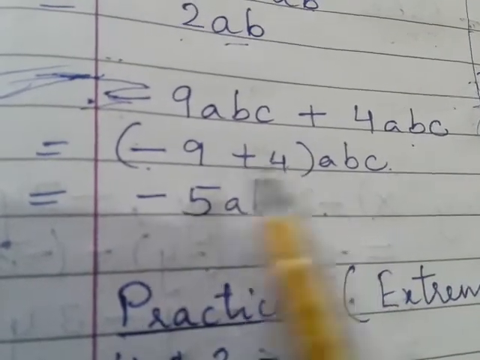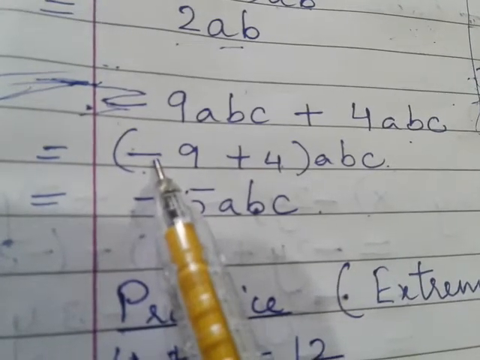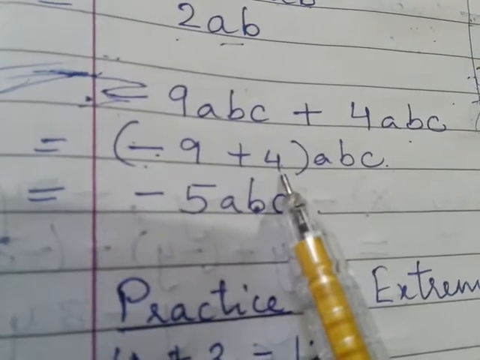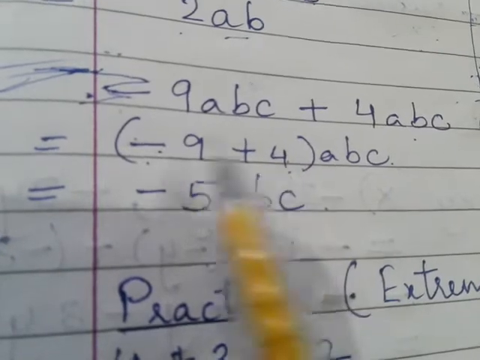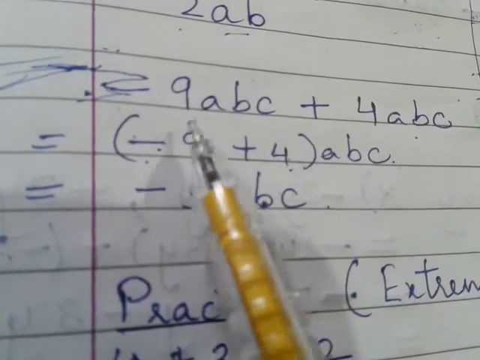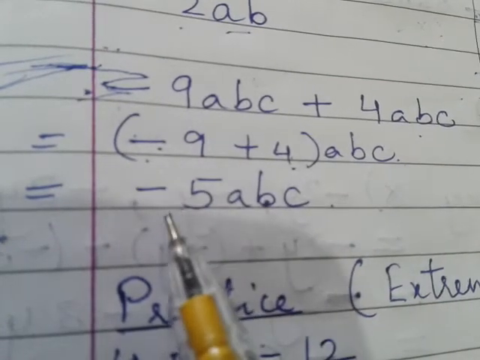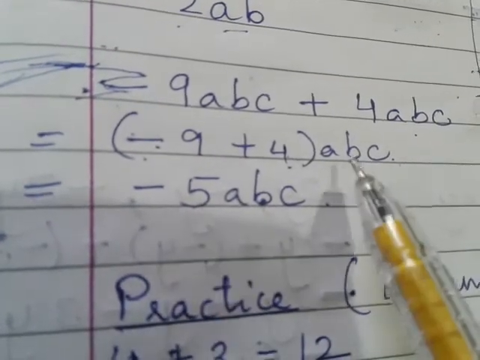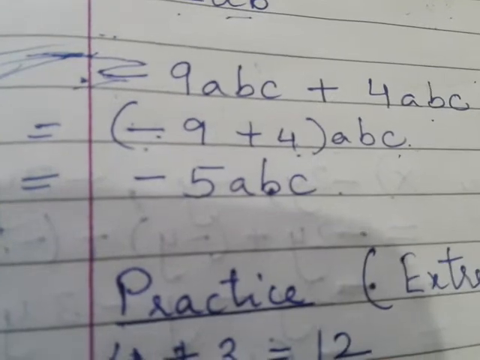Minus 9 plus 4, one is minus, the other is plus. What should I do? I should subtract them. So 9 minus 4 is 5. Which number is greater, 9 or 4? 9 is greater. What is its sign? Minus. So I have written minus, so minus 5ab. Okay.